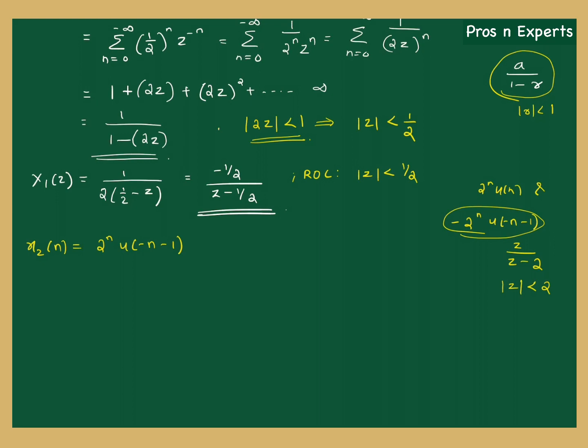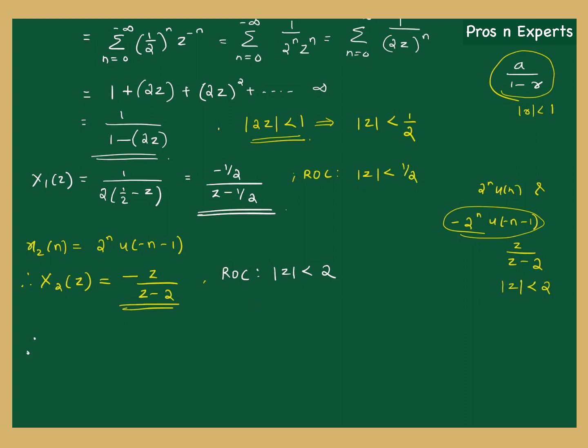So we can write x2 of n is 2 raised to n u of minus n minus 1. Therefore x2 of z is equal to minus z by z minus 2. Here you have to remember that minus 2 raised to n u of minus n minus 1 will have z by z minus 2, so 2 raised to n u of minus n minus 1 will have minus z by z minus 2. And the ROC is mod z less than 2. So we got x1 of z as this and x2 of z as this, and the ROC of both the individual transforms.